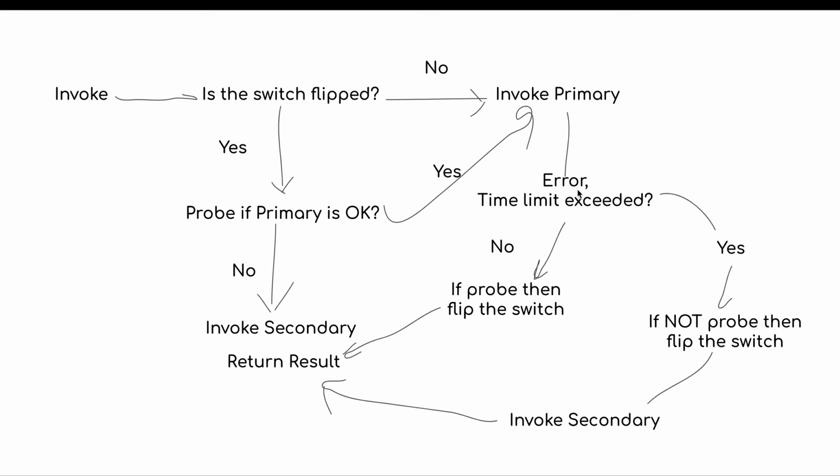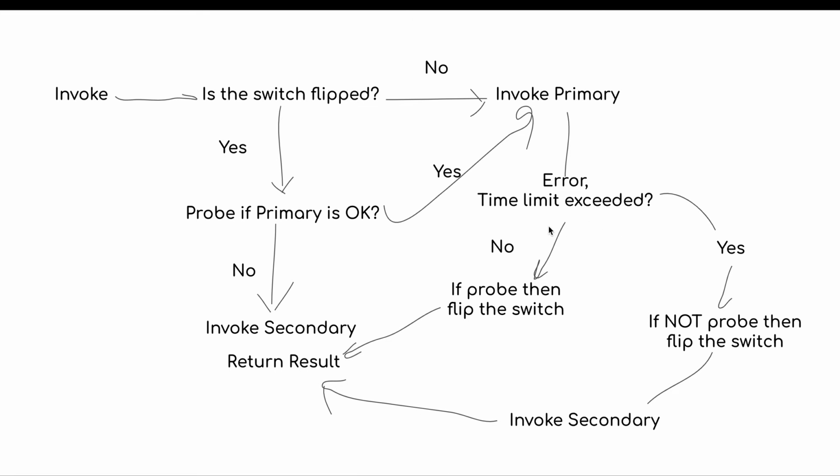Now if the primary is at fault, at this point it comes here and says, okay, are we probing? Yes, we are probing. This call is the result of the probe that we introduced. Then we do not want to flip the switch, we do not want further calls to go to the primary because it's still at fault. So then we just invoke the secondary and we return.